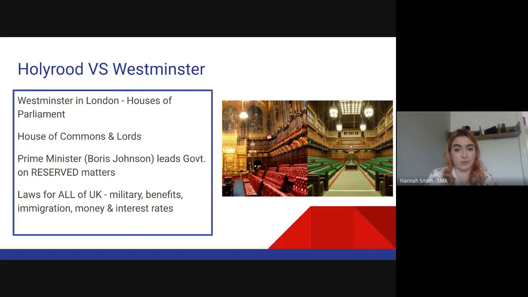Both of these chambers form the Houses of Parliament. Both are involved in making laws in the UK that affect the whole of the UK. These are reserved matters. They are reserved for the UK Parliament, and it includes stuff like the military, immigration, our benefit system, so universal credit, and interest rates. So the bank interest rates, you might hear that on the news quite a lot and be like, I don't know what that is. They set it.